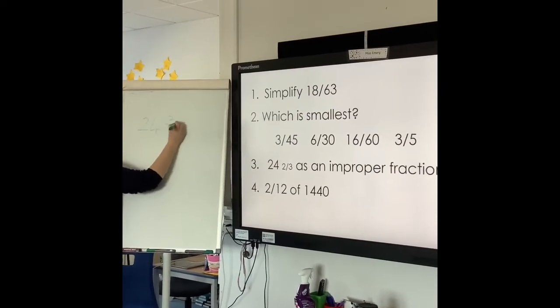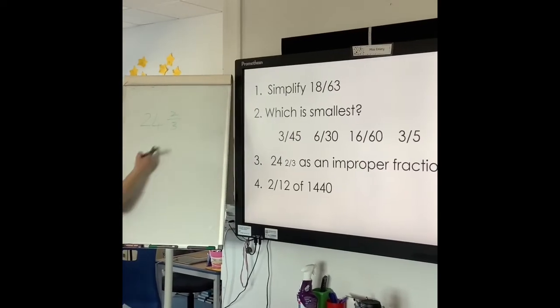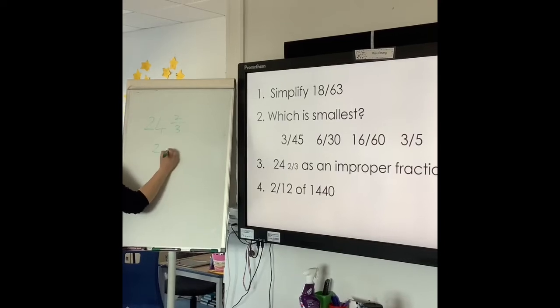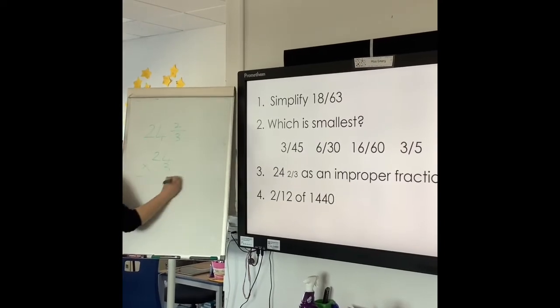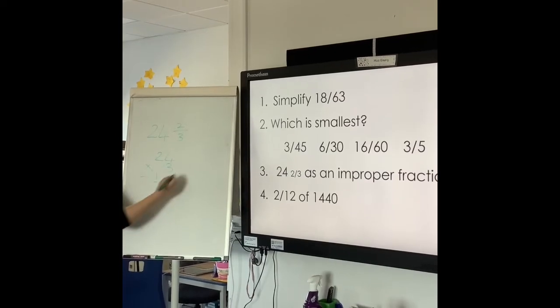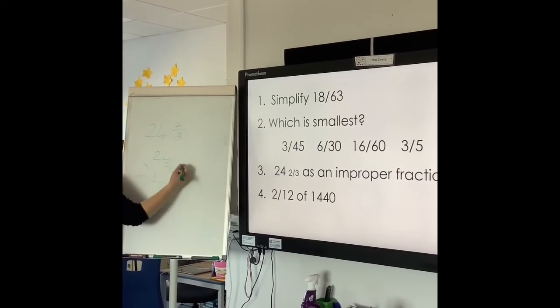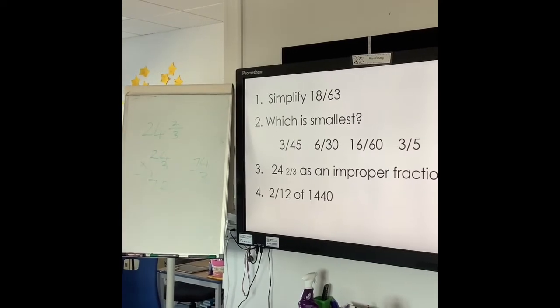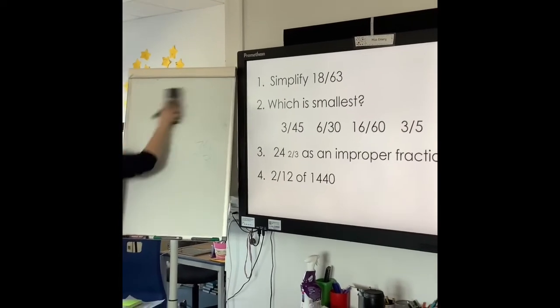Now we need 24 and 2/3 as an improper fraction. Right, let's do 24 times 3. 4 times 3 is 12, 2 times 3 is 6, and 1 is 7. So we've got 72 if it was just 24 as a whole, but then we've got 2 more, so we have 74 thirds. That seems like an excessive amount of thirds for a maths problem.